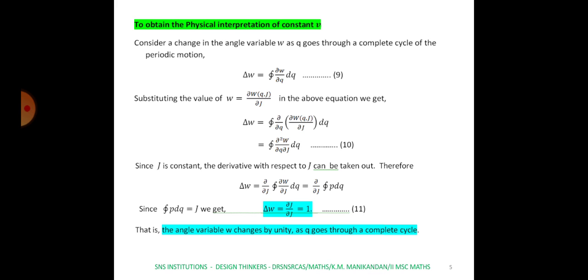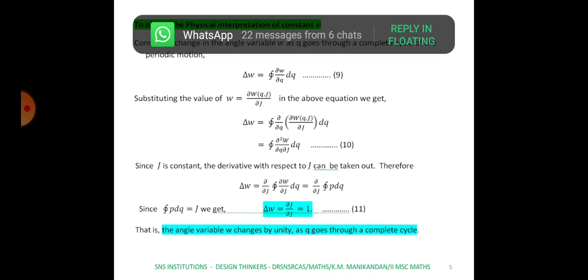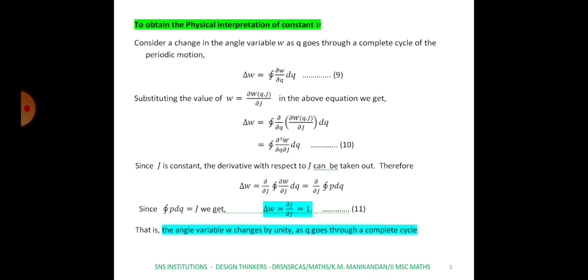We are going to consider a change in the angle variable small w when q goes through a complete cycle of the periodic motion. We define delta w equal to integral dou w by dou q into dq. So this is the change in the angle variable we are finding.